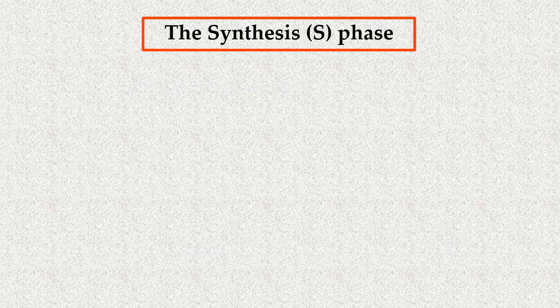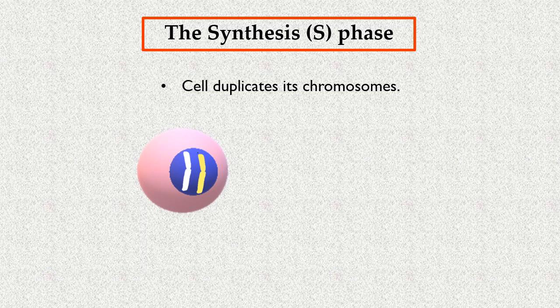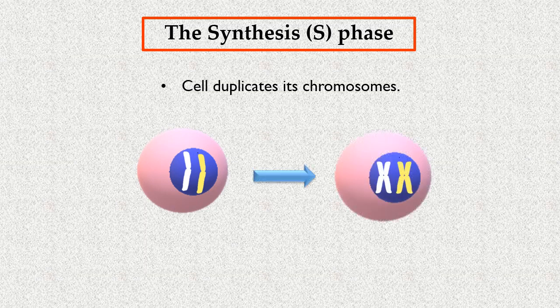The S phase. S stands for synthesis. More specifically, synthesis of DNA. During this phase, the cell duplicates its chromosomes. These are the 2 chromosomes before duplication. When these chromosomes are duplicated during S phase, we get two exact copies of each chromosome.